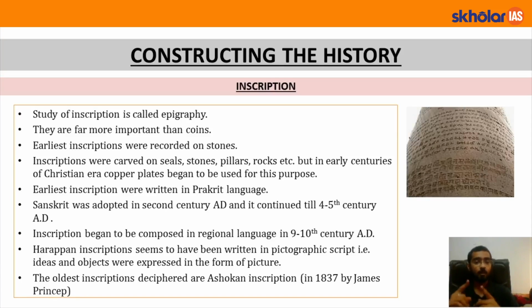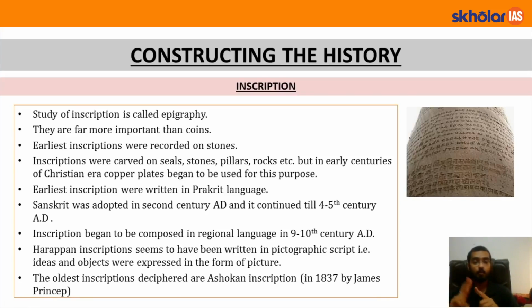These inscriptions were carved on seals like those of the Indus Valley, and on stones, pillars and rocks like the Mauryan inscriptions and the period that followed. But in the early centuries of the Christian era, copper plates began to be used for this purpose. So there were also inscriptions written on copper plates. The earliest inscriptions were written in the Prakrit language. Now this is very important.